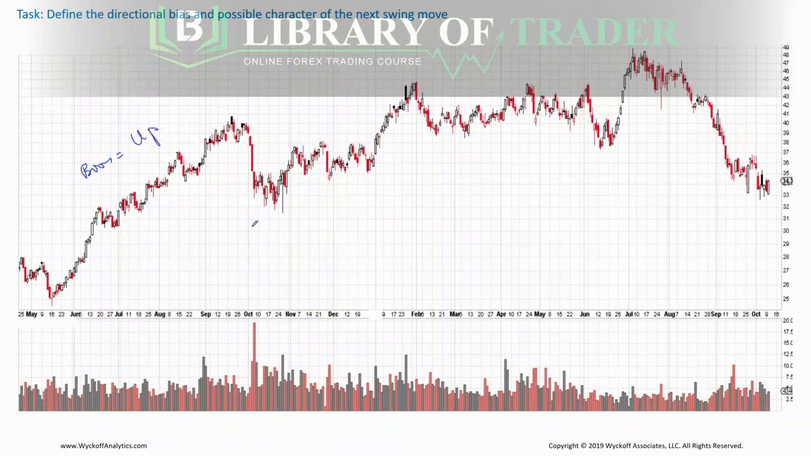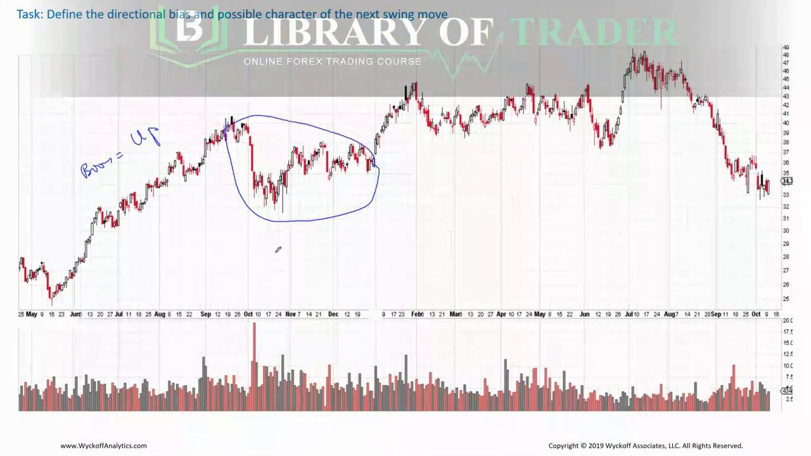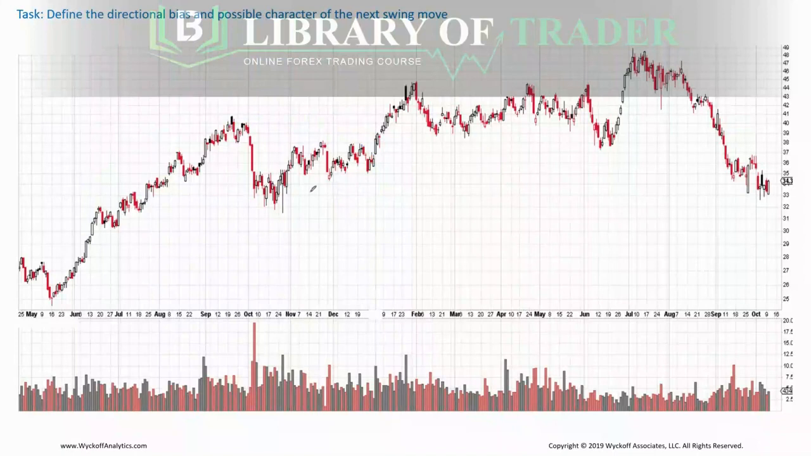Okay, great. Then the next segment, we're going to look into maybe this action right here. And let's divide it into two segments too: the reaction itself and then the trading range. So what is the bias on the reaction? Well, it's locally to the downside, but then it meets some sort of demand at the 32, 33 level.